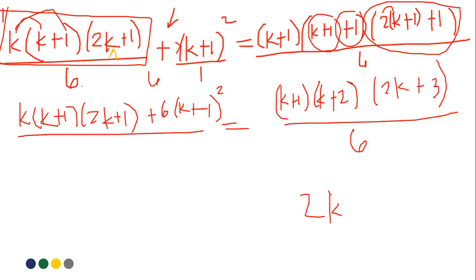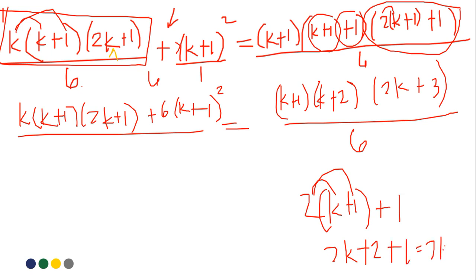Sige, isa-isahin natin, k plus 1. What is 2 times k? 2k. What is 2 times 1? 2. Plus 1, so 2k plus 3. Naintindihan?